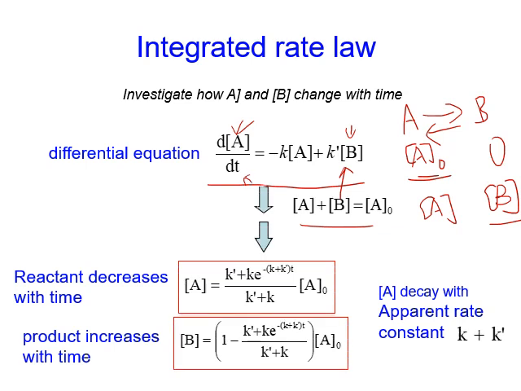This tells you the concentration of A as a function of time. These are the forward rate constant, the reverse rate constant, and the initial concentration of A. And this is the concentration of B at any time, with time here and the initial concentration of A. Now, we're going to plot this in the next slide.